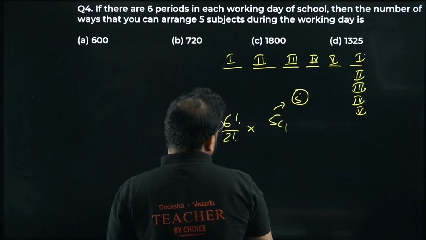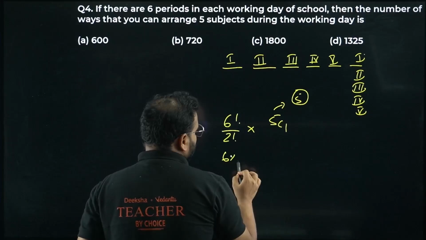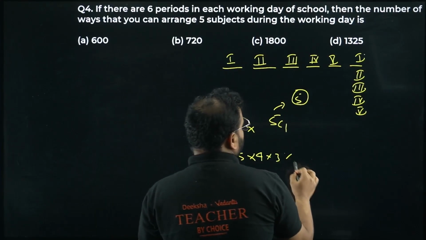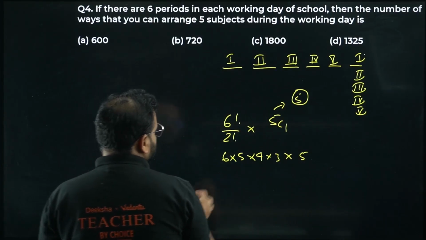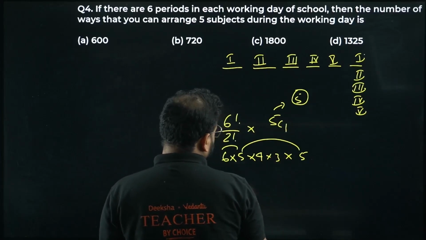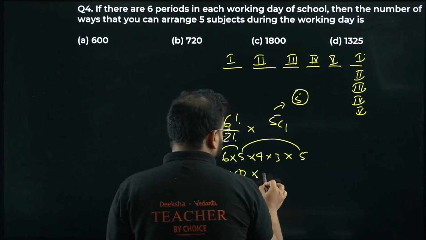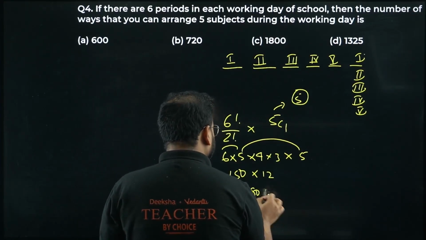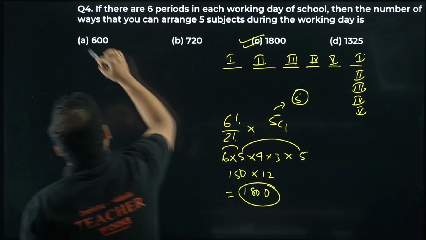I get this as 6, right? So I get 6 into 5 into 4 into 3 into 5 over here. Please check, 6 into 5 is 30, 30 into 5 will be 150, into 12, right? 12 into 15 is going to be 180. Answer is 1800. Option C is correct.